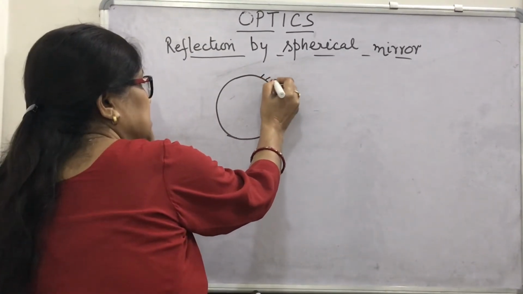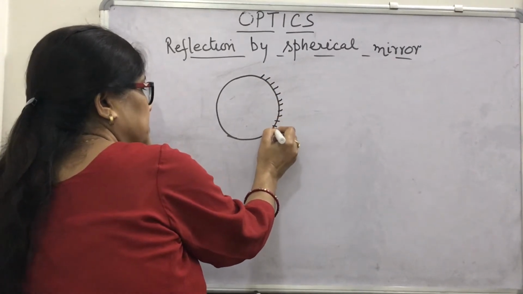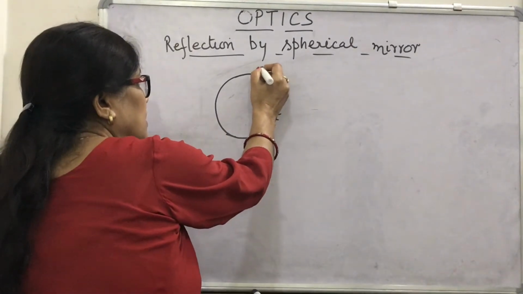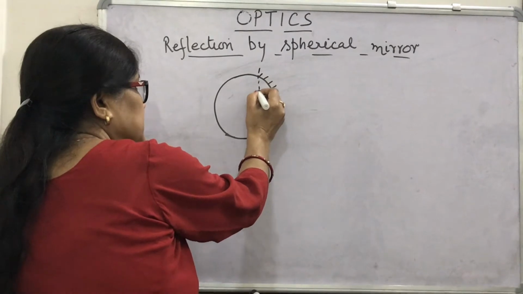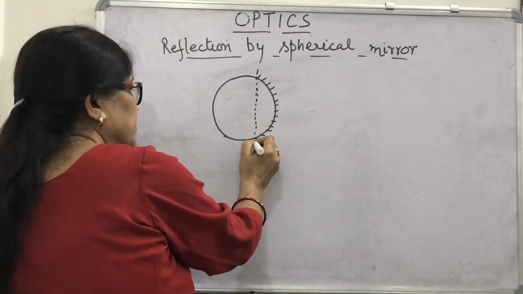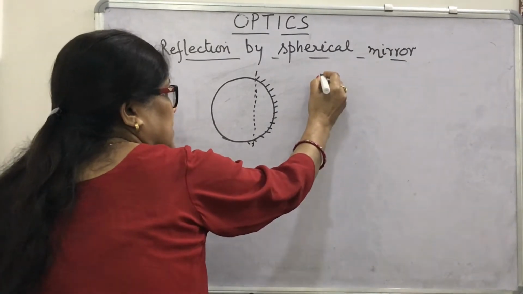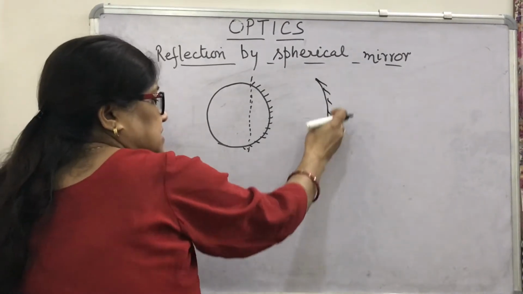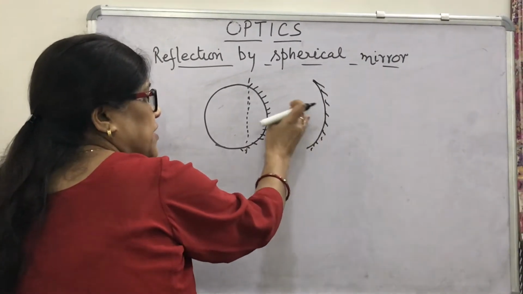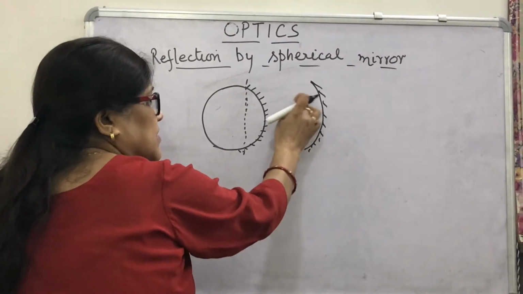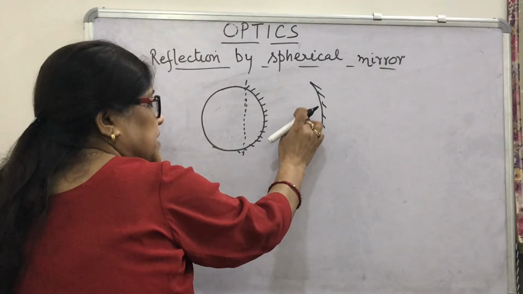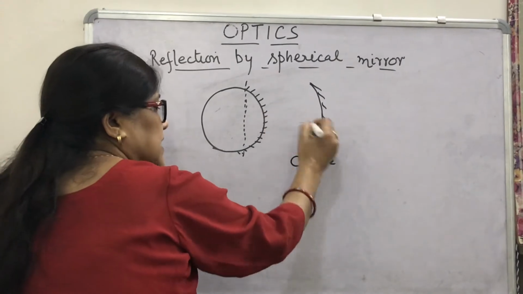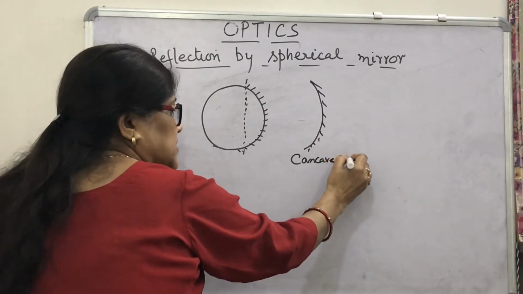And if polish is done like this, on the outer surface, and then this part of the sphere is cut, what will you get? This one. The polished side gives no reflection. Reflection will take place from the cave side. Look, from this side. That's why its name is concave mirror. Learn that light is reflected from the cave side. So this is a concave mirror.